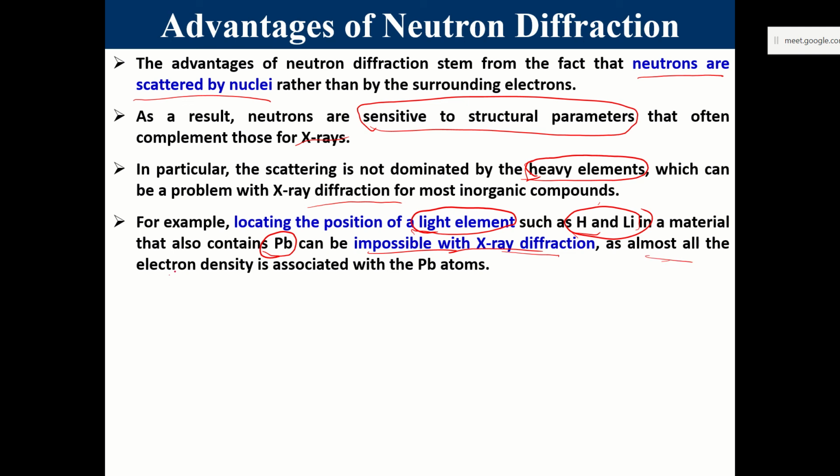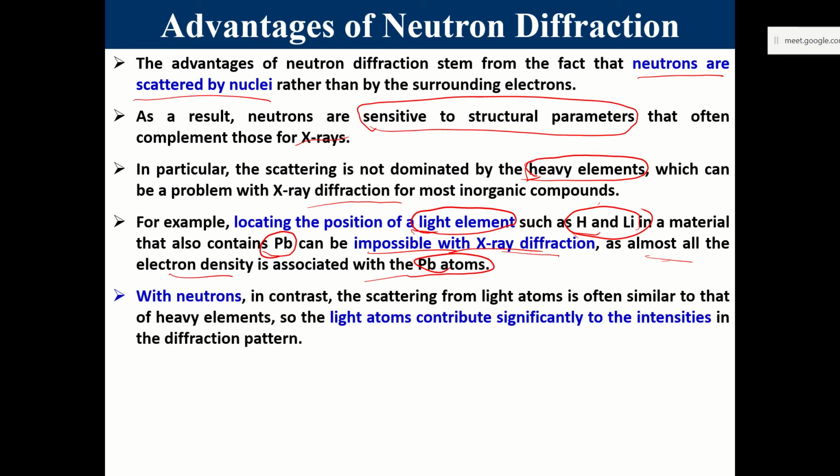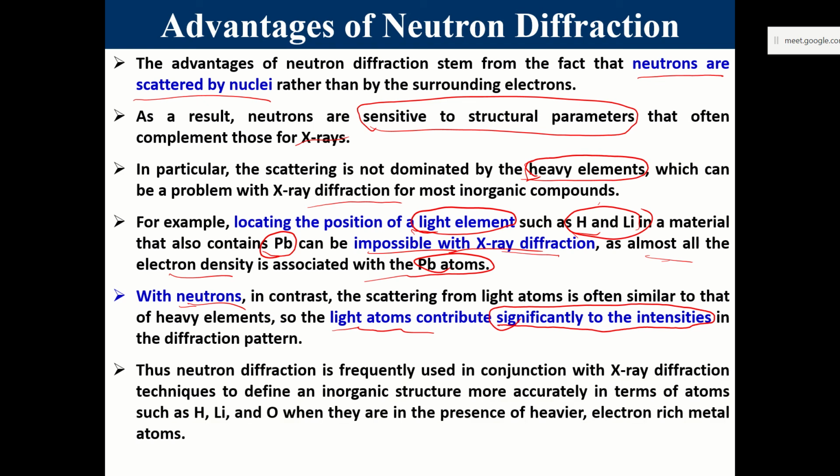So almost all the electron density will be due to the lead atoms. In this case, if lead is present in combination with hydrogen, it is difficult to get to know the position of both the atoms. With neutrons, lighter atoms also have a higher scattering cross section, and this intensity is significantly enhanced. So for metal hydrides it is particularly suitable, when you have heavier atoms combining with a small atom like hydrogen.